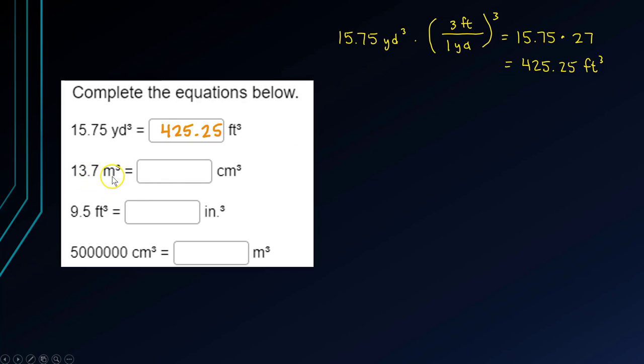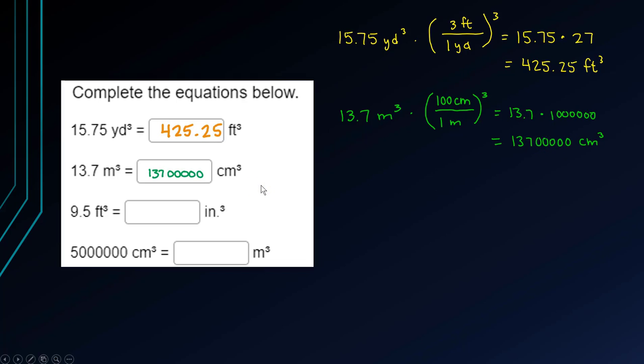Going from 13.7 cubic meters to cubic centimeters, I know that there's 100 centimeters in a meter. So again, I'm going to start with the cubic meters. I'm going to use the conversion of 100 centimeters for every 1 meter, but cubing that, it's going to give me the cubic meter I need in the denominator to cancel with that cubic meter, and therefore I'd be left with cubic centimeters. So as far as numbers go, I'm going to have 13.7 times 100 cubed, which is 1,000,000. And so this ends up being 13,700,000 cubic centimeters.